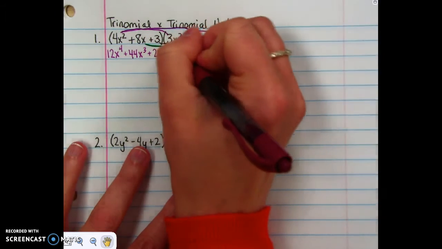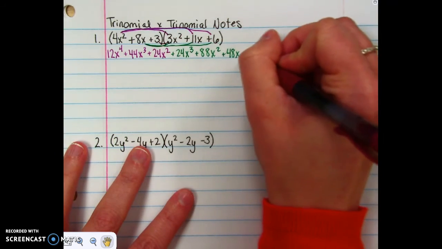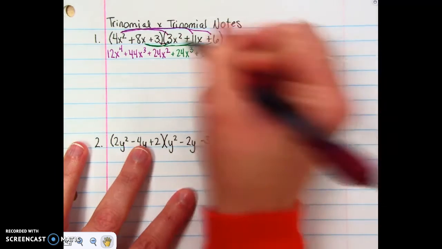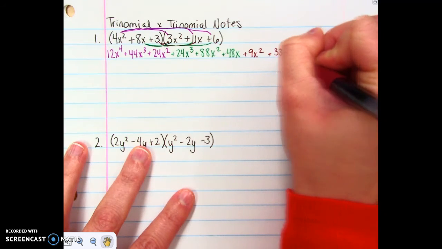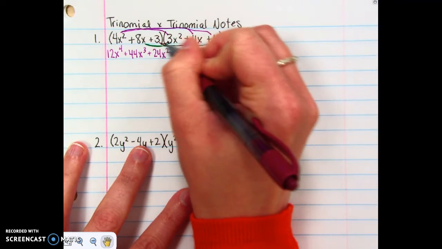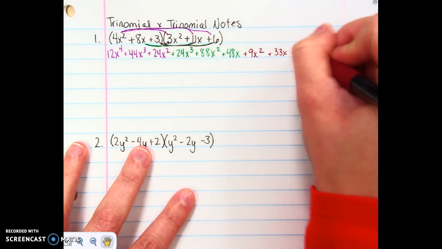And now we do 3 times 3x squared, which is 9x squared. 3 times 11x is 33x. And 3 times 6 is 18.